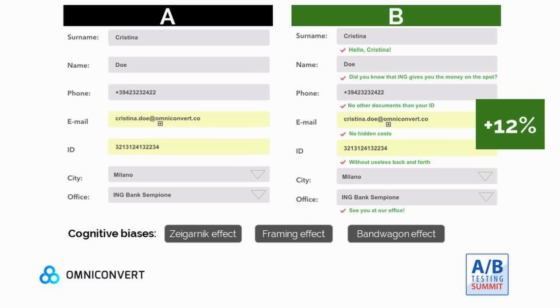But if we look not only at the results, but at the cognitive biases that they addressed: the Zeigarnik effect, the framing effect, and the bandwagon effect. More about these cognitive biases a bit later.